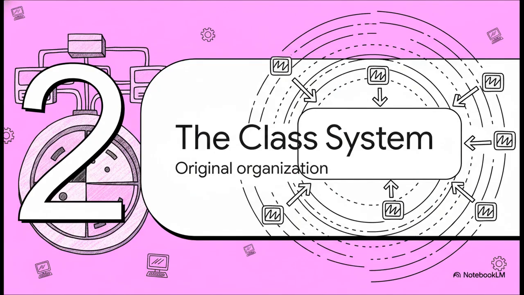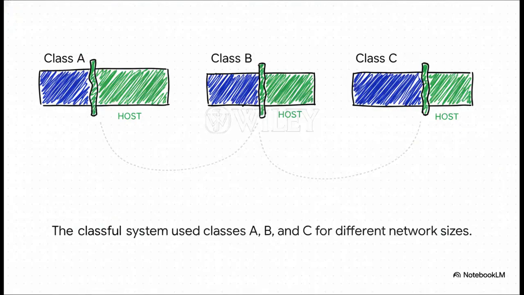All right, so we know an address has a network part and a host part. So how did the early internet pioneers organize them? Well, their original solution was something called the classful system. And this slide lays it out perfectly. The system created different classes, A, B, and C, just by changing where the dividing line was drawn between the network part, that's in blue, and the host part, in green. This simple trick allowed for networks of vastly different sizes.